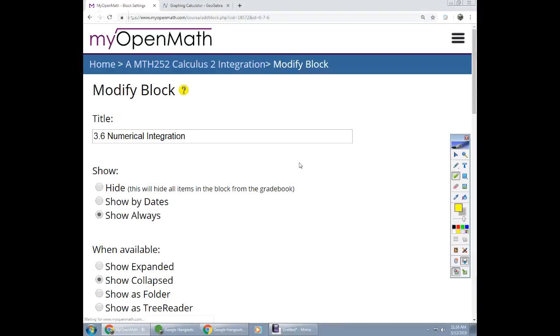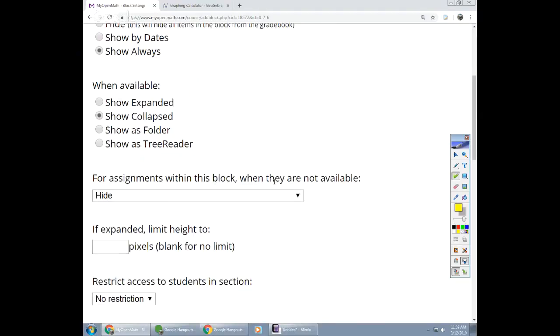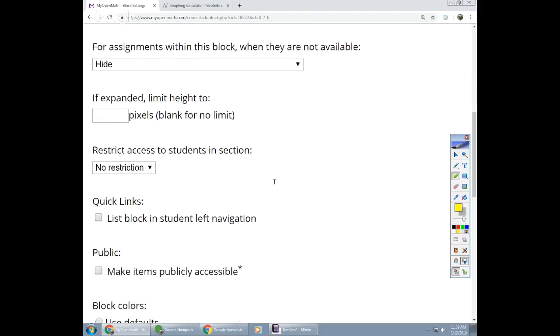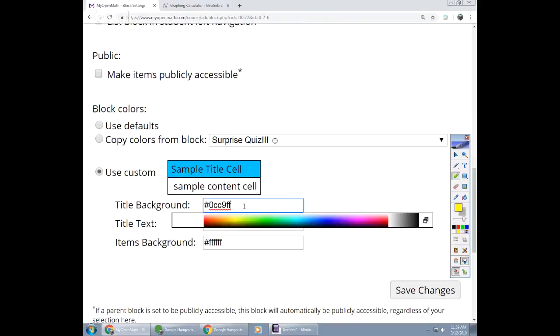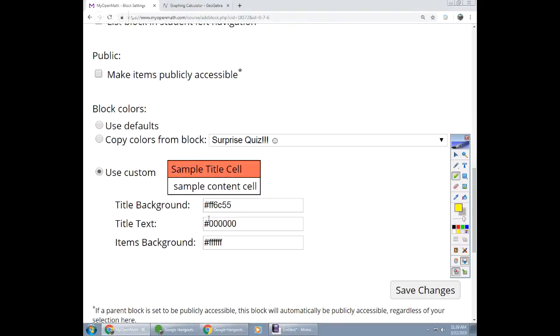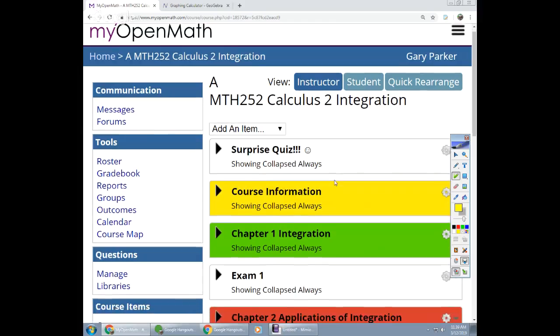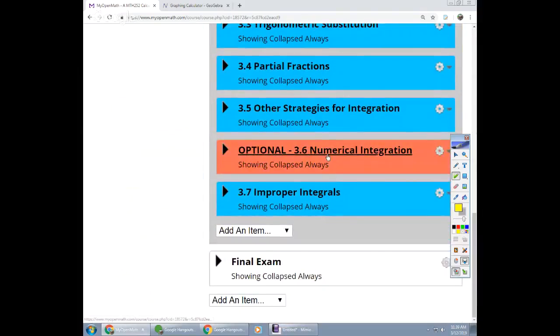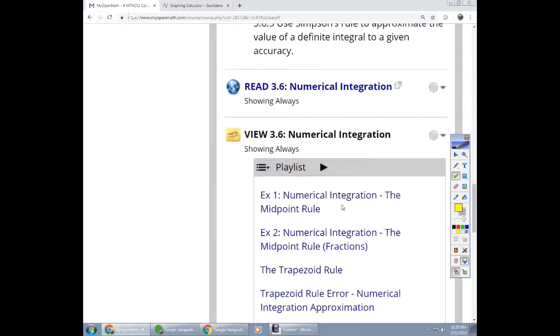All right, so let me modify this and put a giant optional out front. Which one has more questions? I can fix that. Let me save this. Let's change the color. 3-7 is 14 questions. That's the one we're doing. Okay, so that one's now optional. 3-6 is 14.